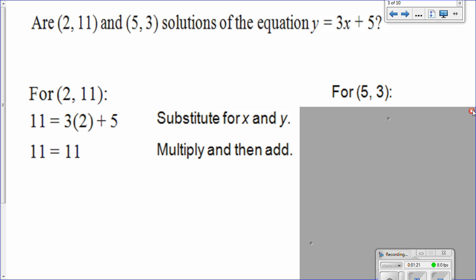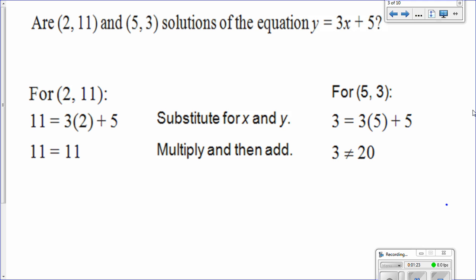For (5, 3), we're going to do the same thing. Substitute in 5 for x, 3 for y. 3 times 5 is 15, plus 5 is 20. 20 does not equal 3. So (5, 3) is not a solution for the equation.